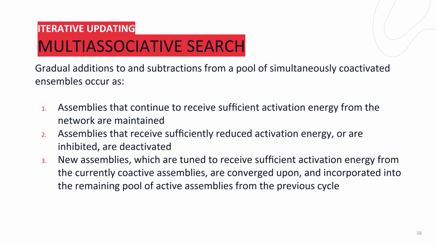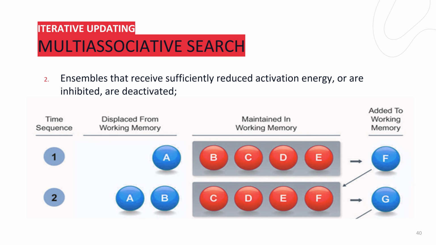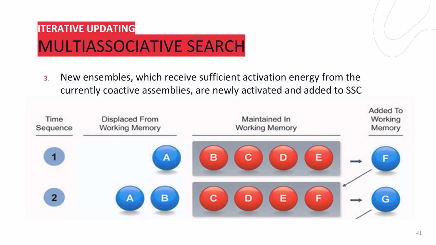So these are what I believe are the four determinants of the search for the next addition to thought. We'll cover each one briefly. Gradual additions to and subtractions from a pool of simultaneously co-activated ensembles occur as follows. 1. Ensembles that continue to receive sufficient activation energy from the network are maintained. Here, C, D, and E are maintained. 2. Ensembles that receive sufficiently reduced activation energy or are inhibited are deactivated. Here, B is deactivated. 3. New ensembles which receive sufficient activation energy from the currently coactive assemblies are newly activated and added to SSC, and here F is added.